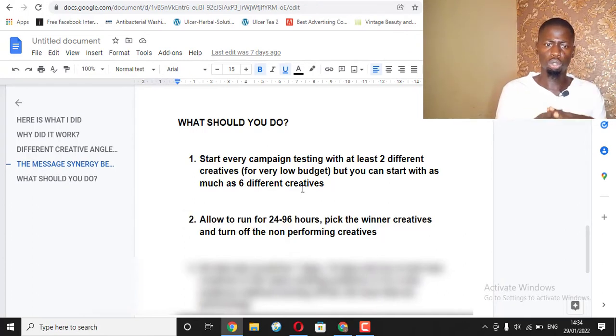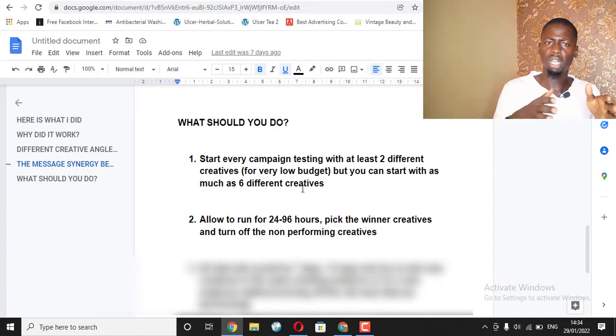The number 2 thing you should know is to allow your ads to run for 24 to 72 hours. Allow your ads to run between 24 to 72 hours so that you can ascertain which of these ad creatives is a winner that you should go ahead and scale.